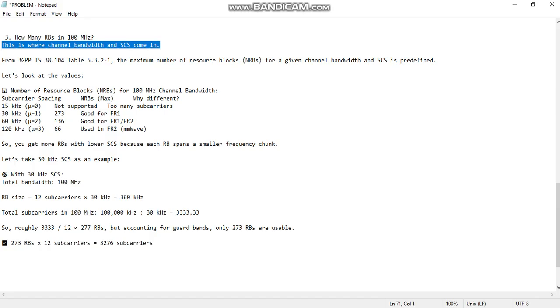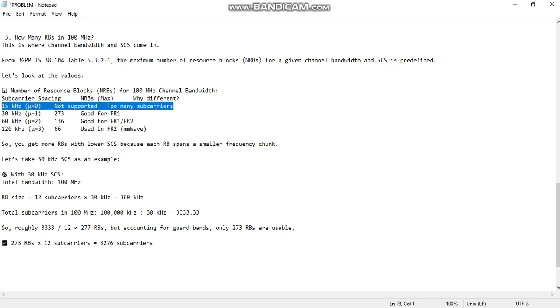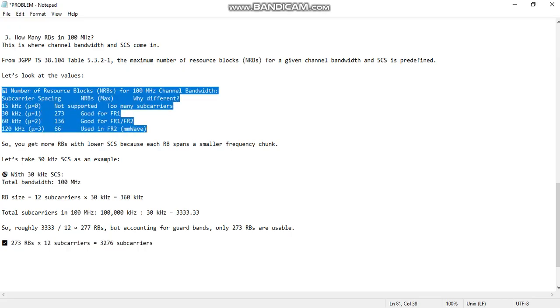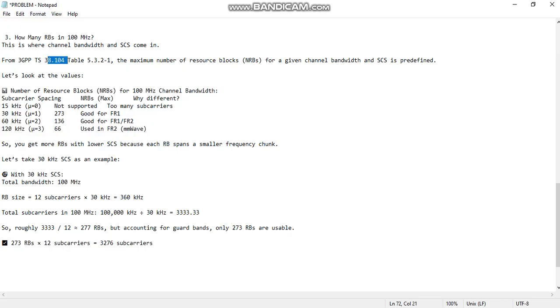According to the 3GPP specification, for subcarrier spacing of 15 kilohertz, that number of resource blocks is not supported, because there would be too many subcarriers. This is a standard table according to 3GPP 38.104. For 30 kilohertz we have 273. How we arrive at 273, I'll tell you how to find it out.